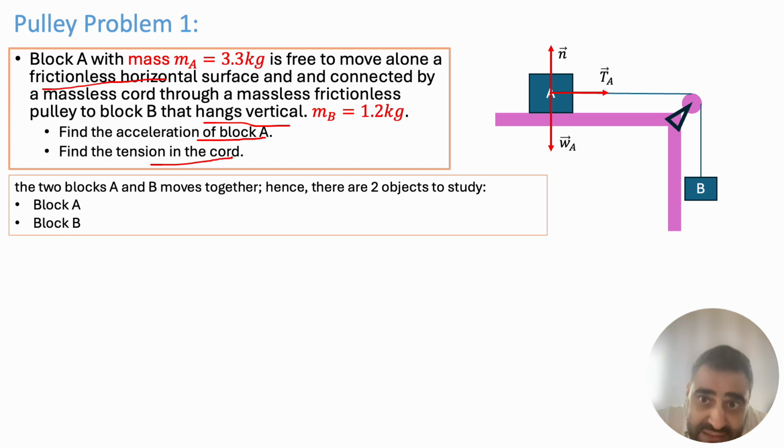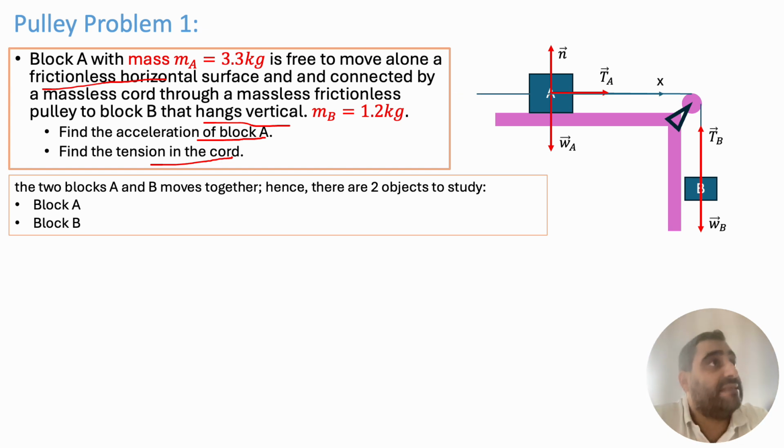Tension is always along the direction of the cord. And we have the normal reaction, which is perpendicular to the surface. For B, we don't have a normal reaction. We only have weight, which is vertical down, and tension, which is along the cord. We called those forces WA and TA. Here we don't need to call it NA because we only have one normal reaction.